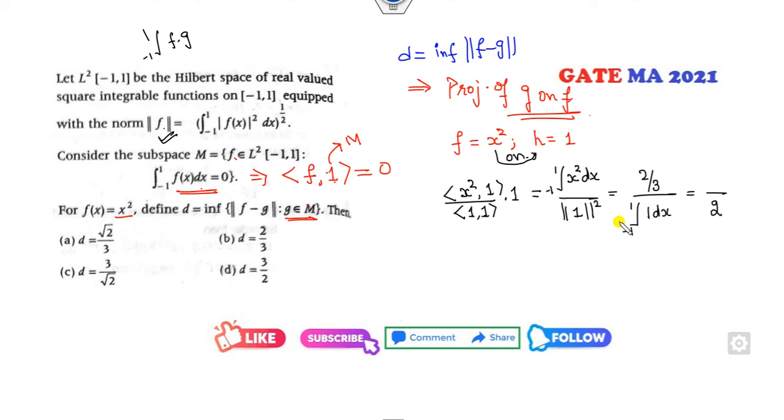Now what is 1 comma 1? Also it's a norm, it is already given that it's a norm, so it's the root of this, so 2 by 3. So what is the right answer of this? It's 2 over root 3. So the first option is my right answer of this problem.